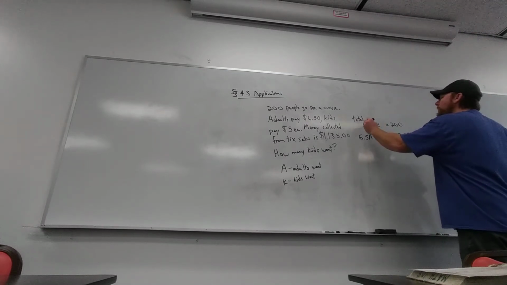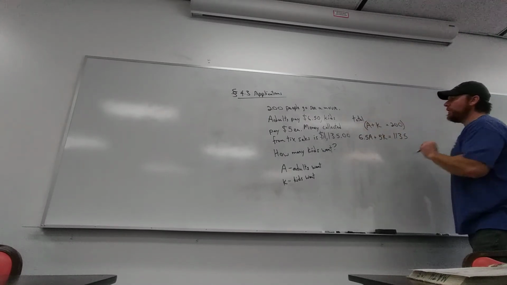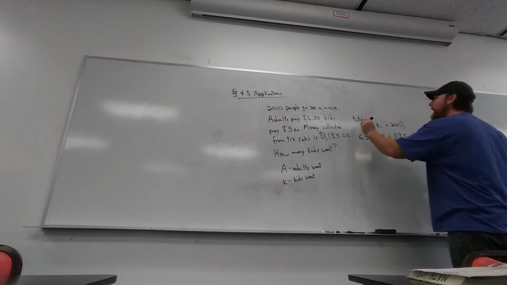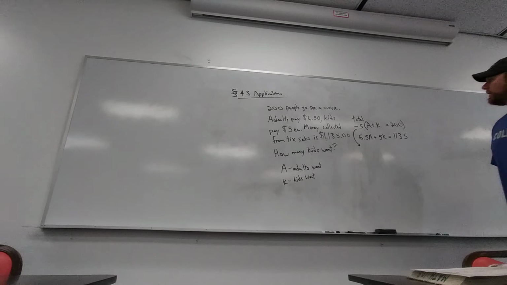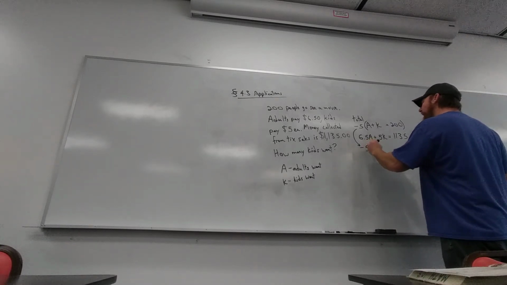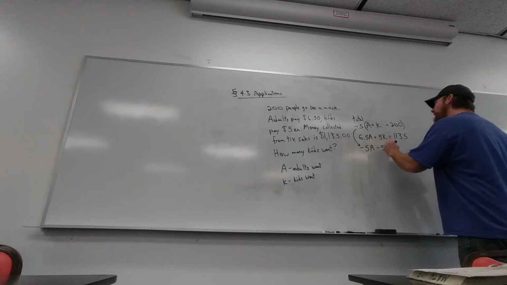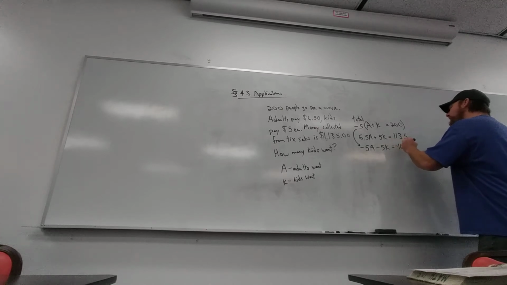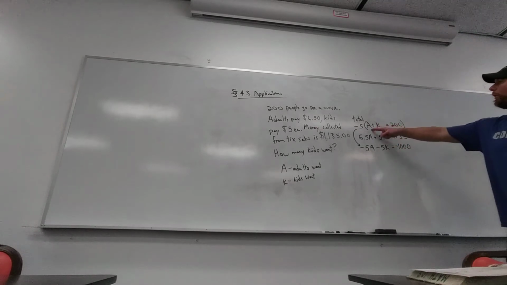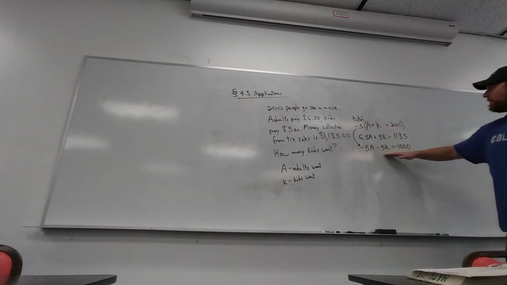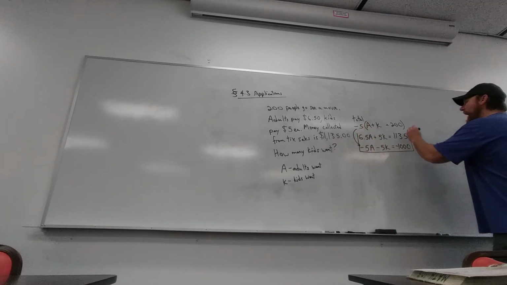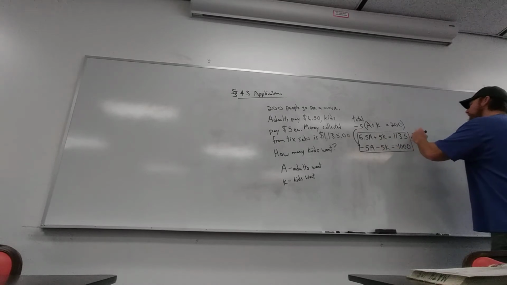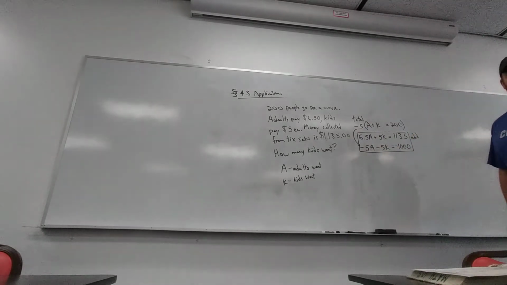Now I'm going to go through and solve by elimination. I want to multiply the top one by -5, and I'm going to write it right down here underneath. And that gives me -5a minus 5k equals -1,000. So if I multiply the whole top equation by -5, I get this. And my next step, I'm going to add these 2 equations.